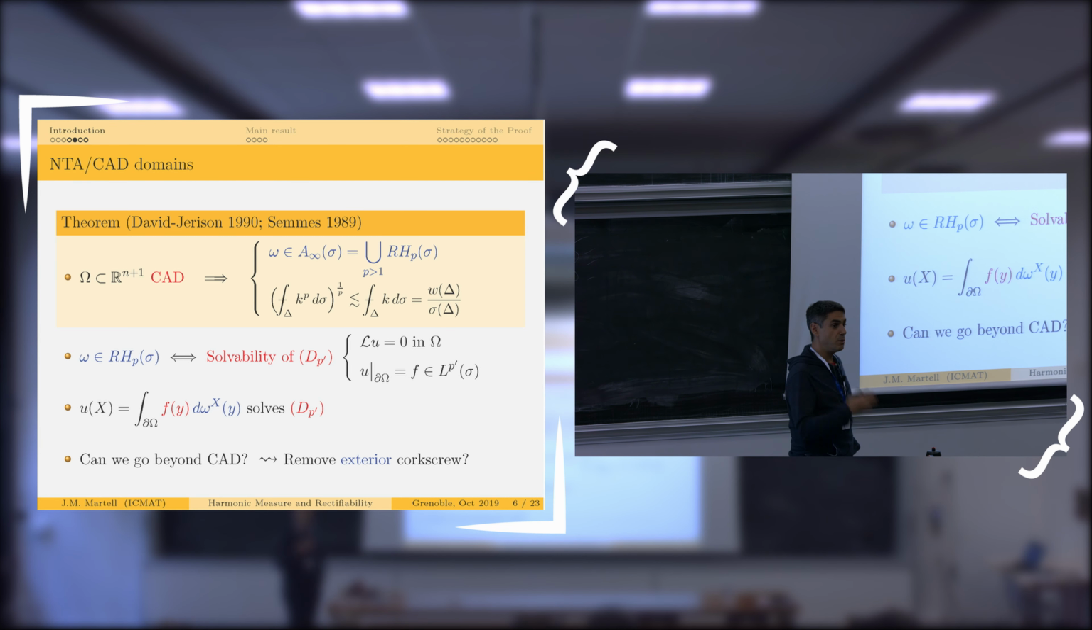If we are solving an interior problem, why do we have to assume something on the exterior? That sounds weird, right? If you have a domain and you are solving something in that domain, why do we have to assume that the exterior, in a sense, is kind of thick?